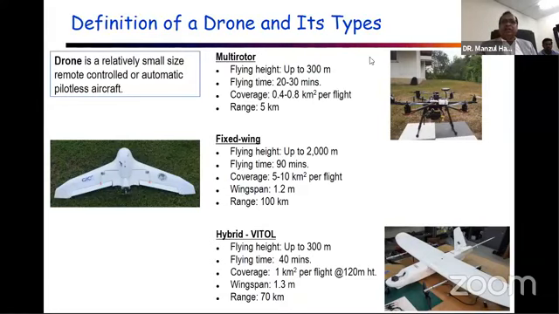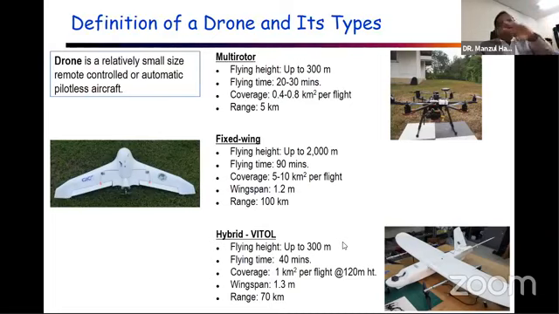And the bottom one is a VTOL, which is vertical landing and takeoff. This is the new one, because you see the fixed wing needs a lot of space to land. So it's a lot of problems. So we make the multi-rotor and fixed wing together to make it VTOL. It can vertically take off and vertically land.